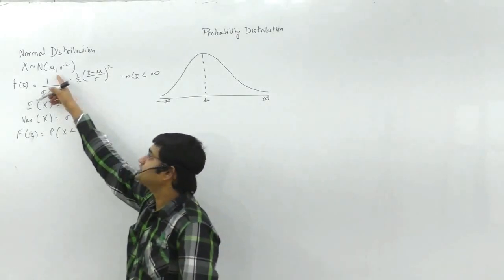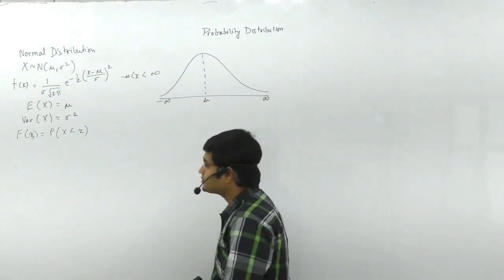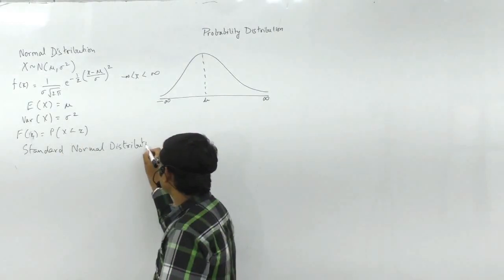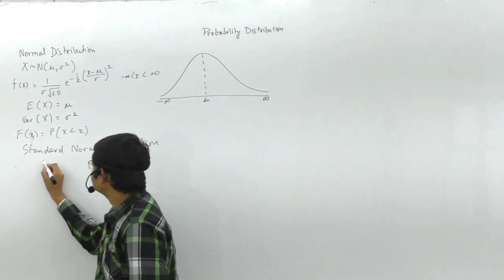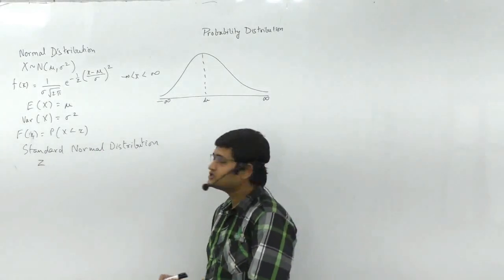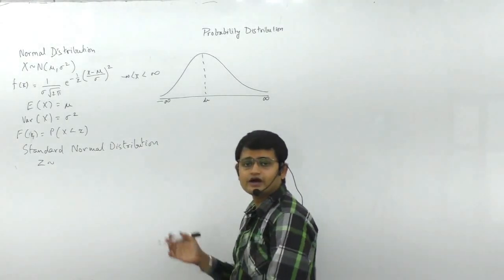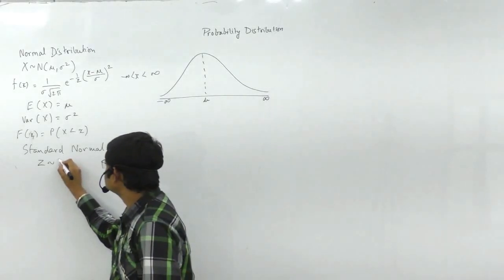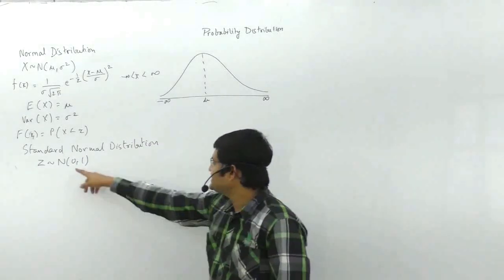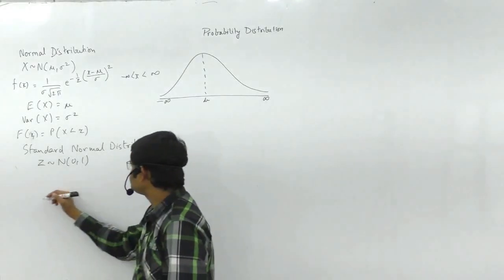So therefore, we convert this normal distribution into standard normal before we need to find probabilities. Now let's study standard normal. For standard normal distribution, we take z as our variable because it has been standardized. So we say z follows normal(0, 1). Any normal distribution whose mean is 0 and whose variance is 1 becomes our standard normal distribution.